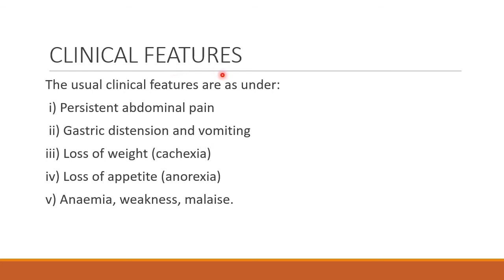Clinical features, how does this patient present. People can have persistent abdominal pain, gastric distension and vomiting, loss of weight, loss of appetite, anemia, weakness and malaise. So these are the clinical features of this patient.